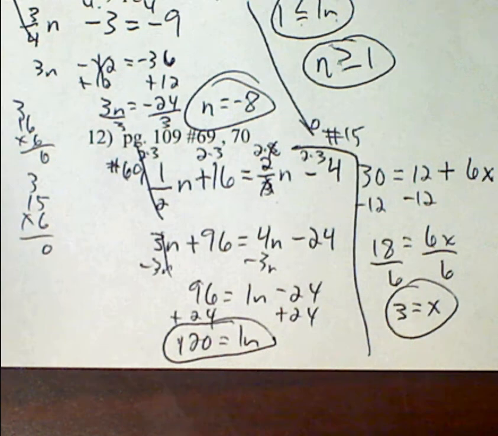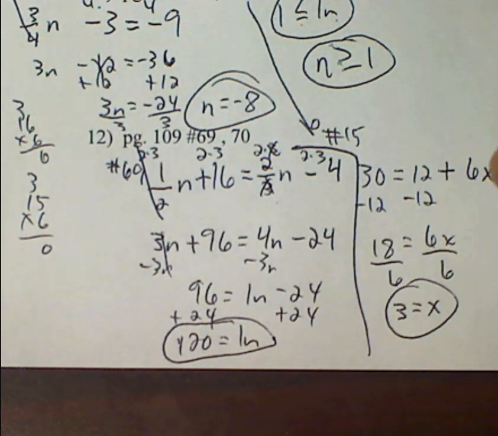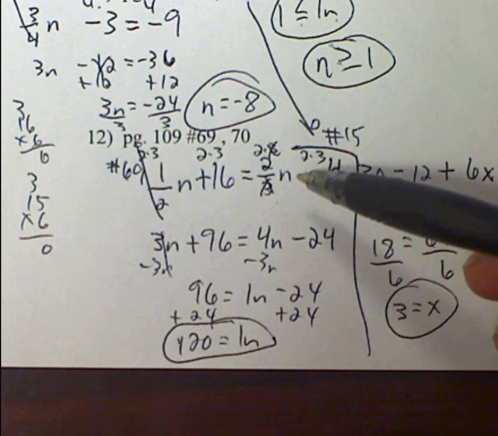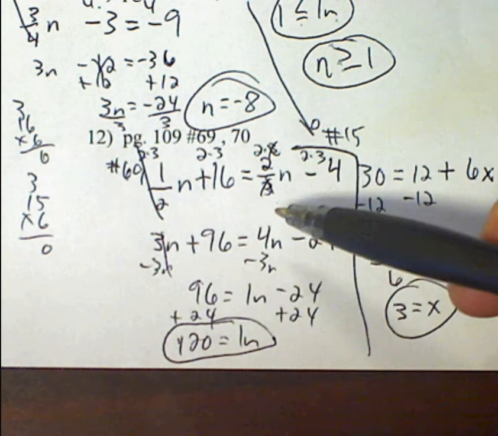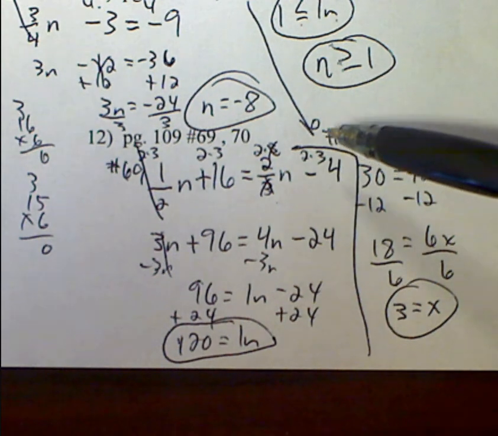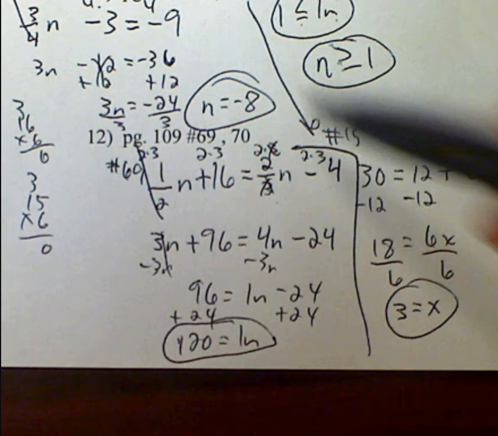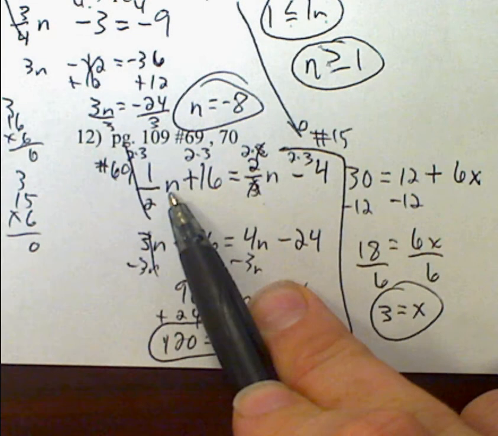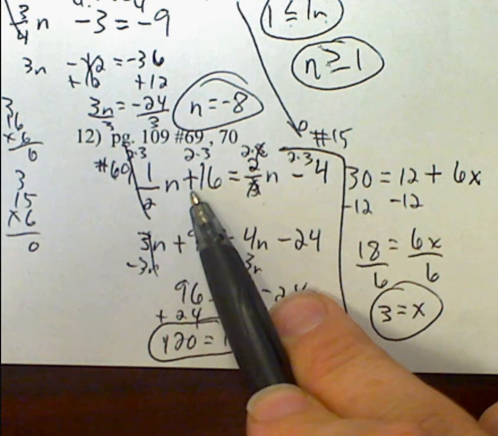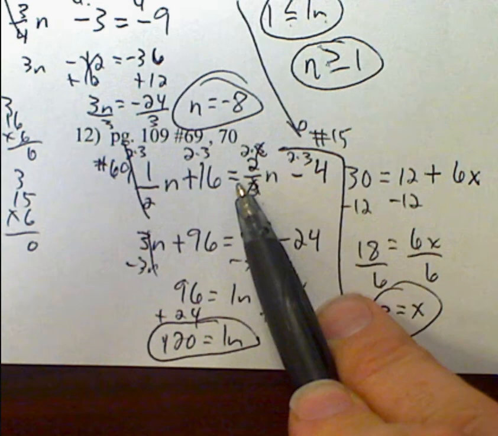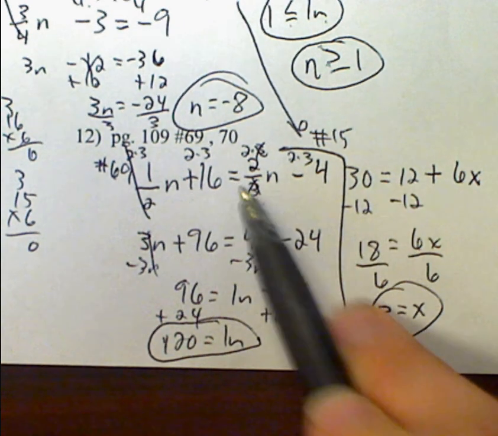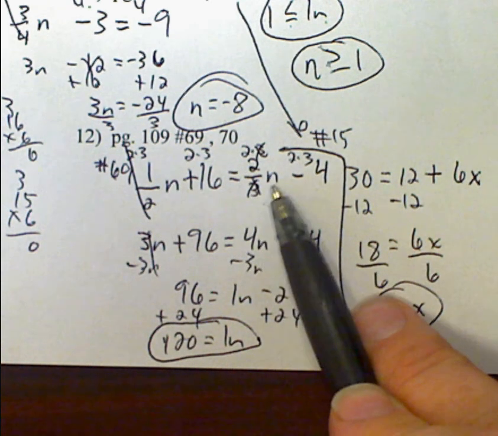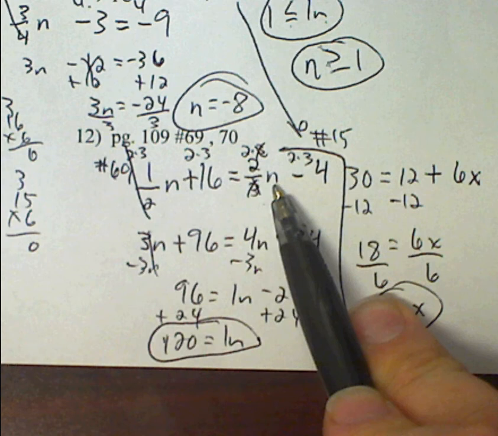Page 110, number 14. Page 109, number 69. Here we go. So it states 1/2 of a number, increased by, so plus 16, equals, is 4 less than, that means subtract, put it to the back, 2/3 of the number. That's how I set it up.